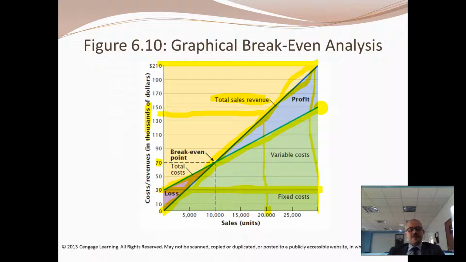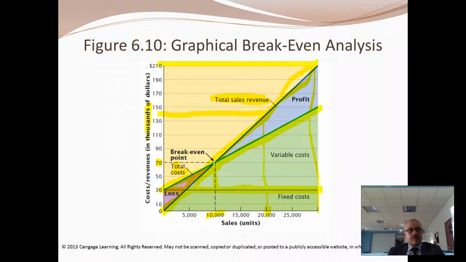Plus 4 or plus 7? Do you see total cost? This line shows me the total cost. So if I produce 0, it will cost me 30,000. If I produce 1 unit, it will cost me 30,004. I'm sorry, because the variable cost is 4. Now, if I produce 10,000, it will cost me 30,000 plus 4 multiplied by 10,000. So this area here is around $40,000.